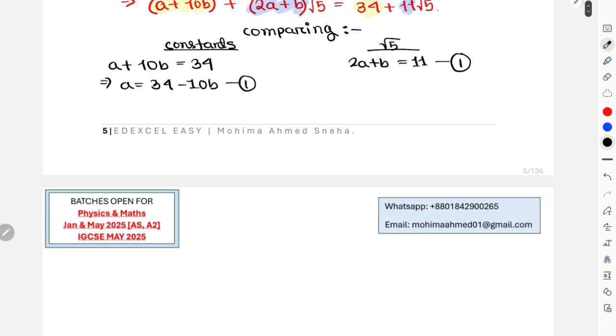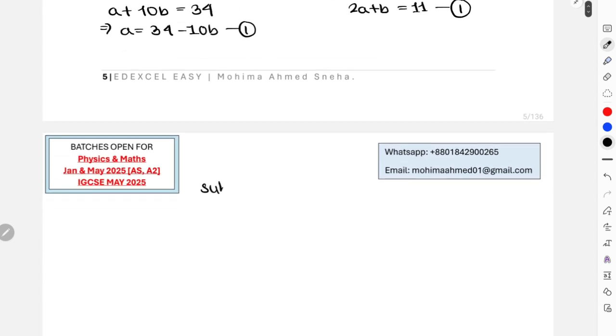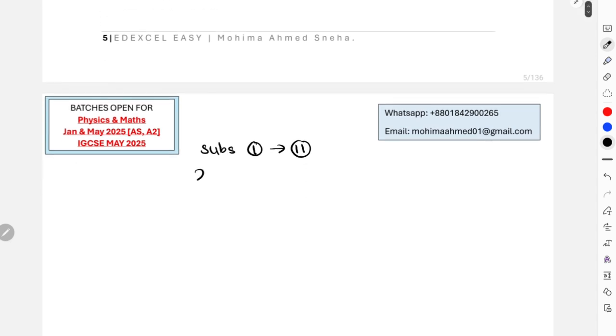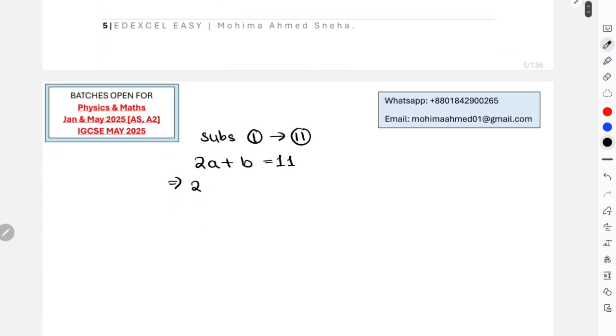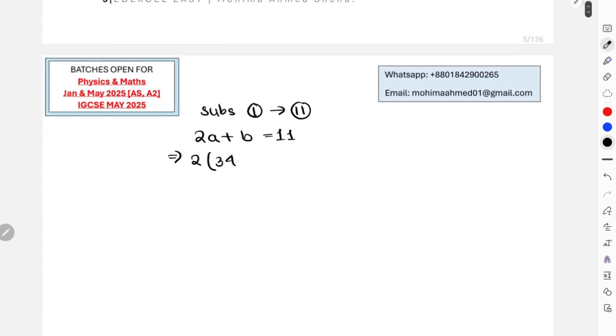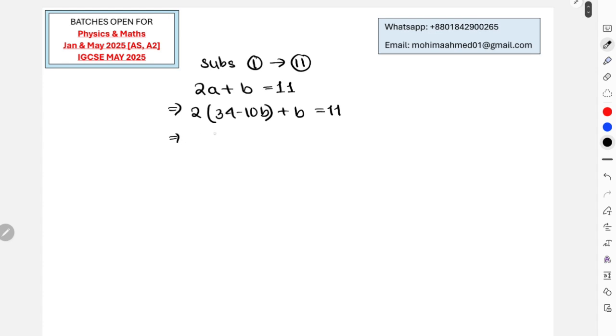I will obviously substitute 1 into 2. So I'll start the working over here. Substitute equation 1 into 2. Now you have 2a plus b equals 11. Instead of writing a, I can write 34 minus 10b, plus b equals 11. So now you have 34 times 2, what? 68, right? 68 minus 20b plus b equals 11.